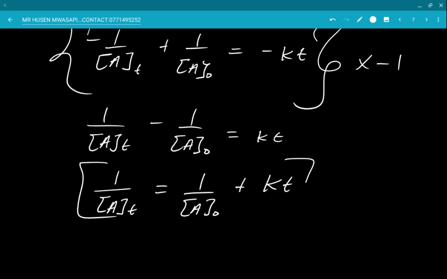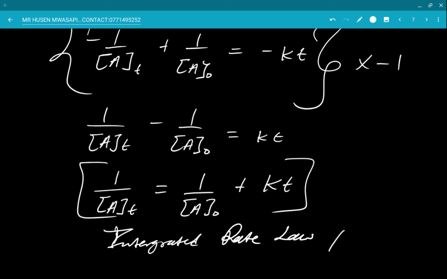So this is the integrated rate law for a second order reaction. Be mindful of this. You need to know exactly how these things work. You need to know exactly the integrated rate law for the first order, 0 order, as well as the second order.